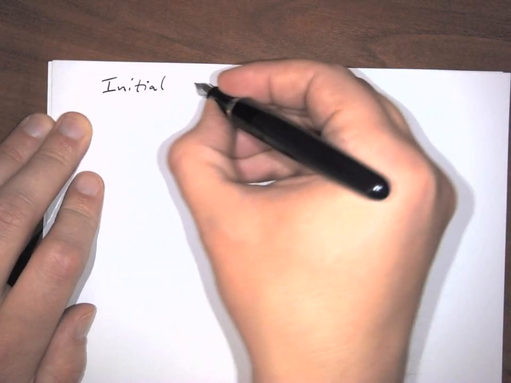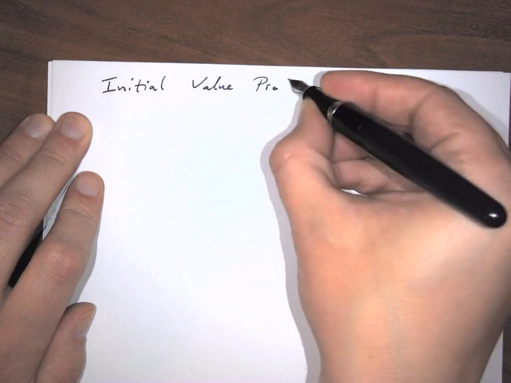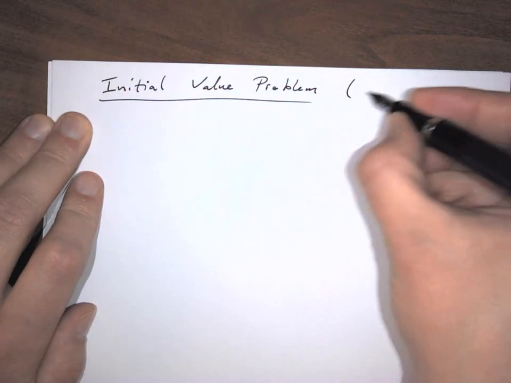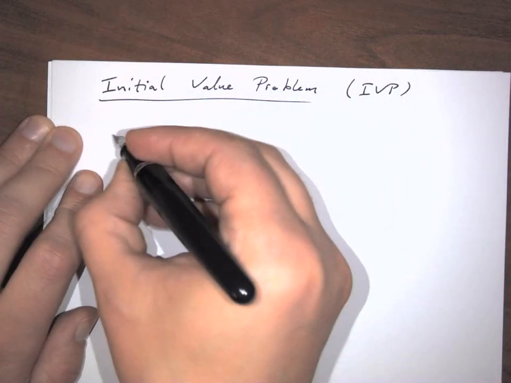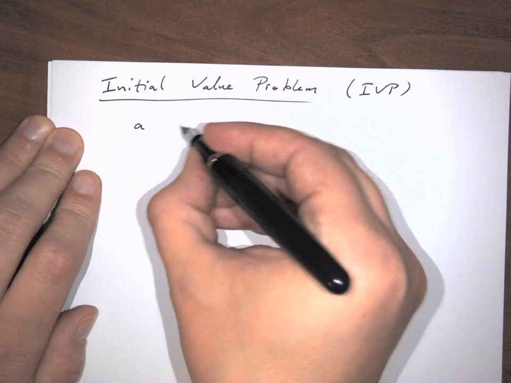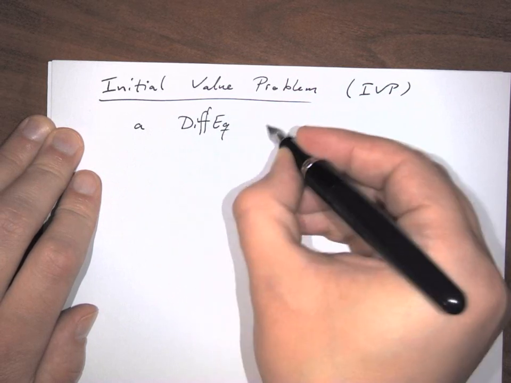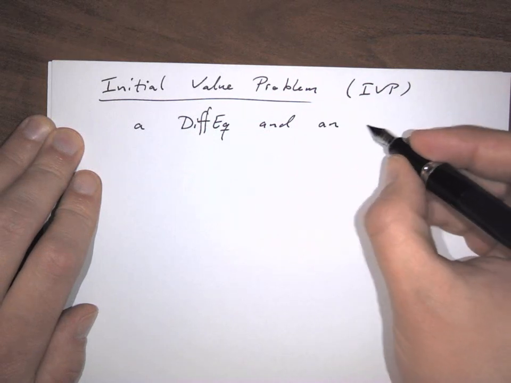So, initial value problem, usually abbreviated IVP. This is a differential equation and an initial condition, or an initial value.